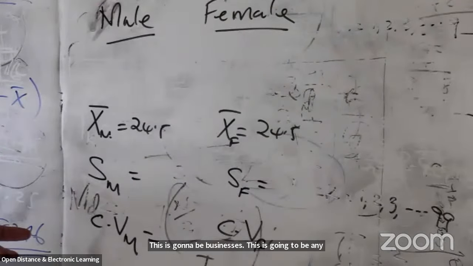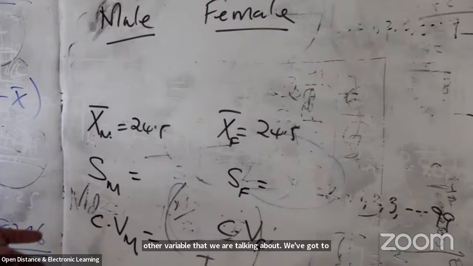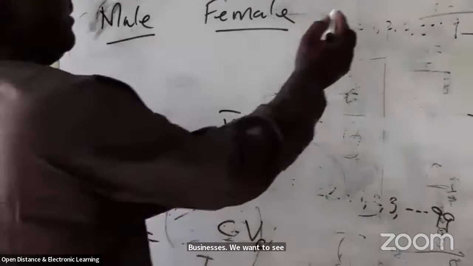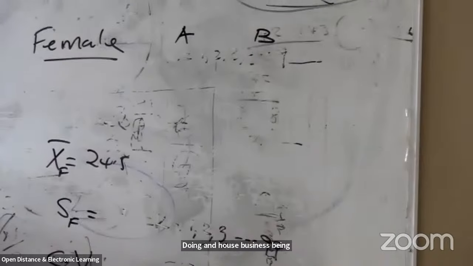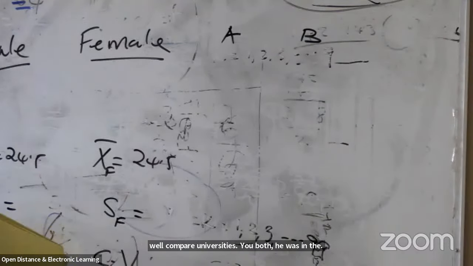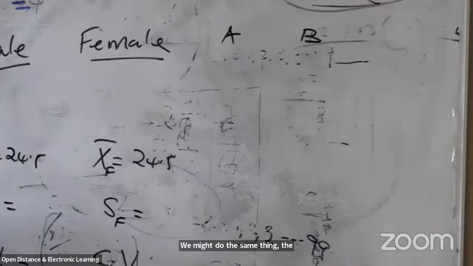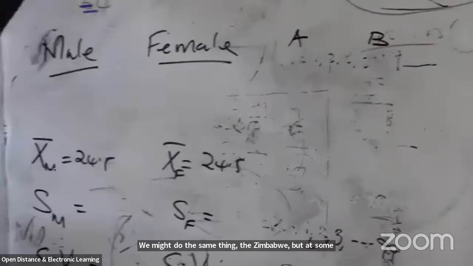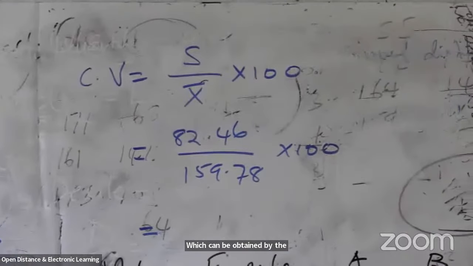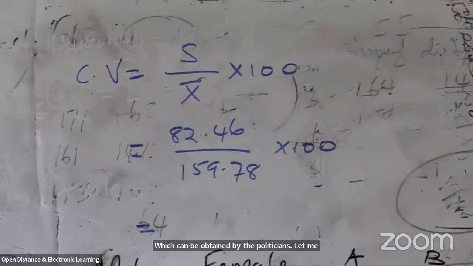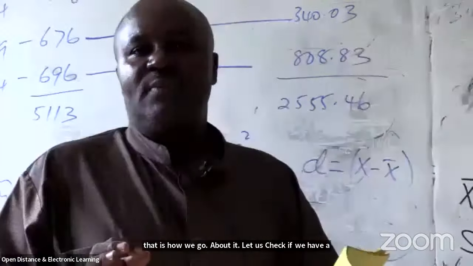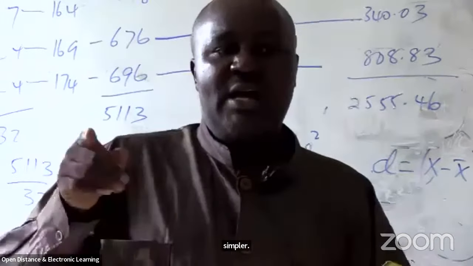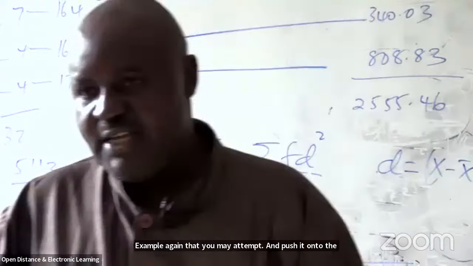We can compare businesses. We want to see how business A is doing and how business B is performing. We can as well compare universities, Kibabi versus Masinde Muliro. We might do the same program, but at some point there exist differences which can be obtained by the coefficient of variation. That is how we go about it. Let us check if we have a simpler example again that you may attempt and push it onto the wall. Let's get to the machine.